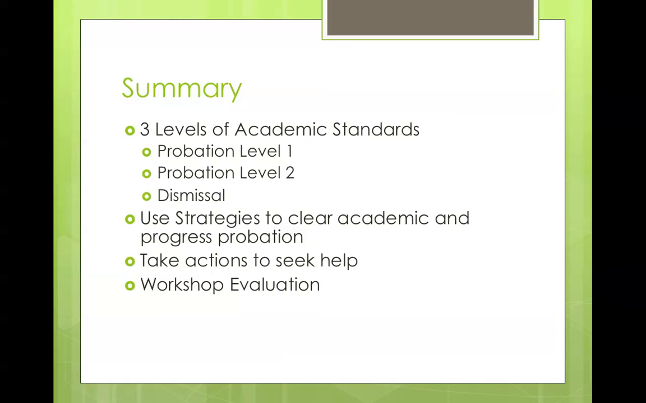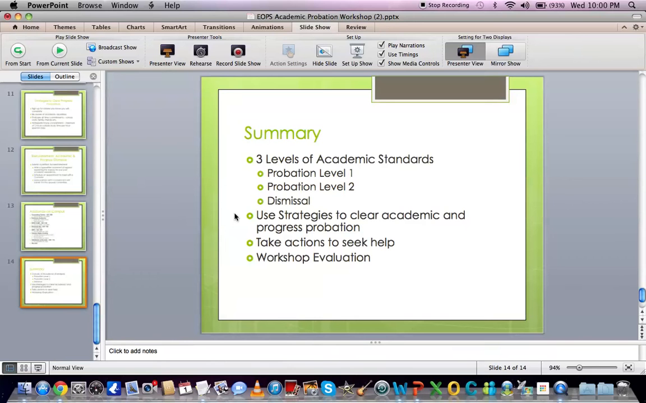Summary of the lecture. There are 3 levels of academic standards: probation level 1, probation level 2, and dismissal. Use strategies to clear academic and progress probation. Take actions to seek help. And then there is an evaluation for this.